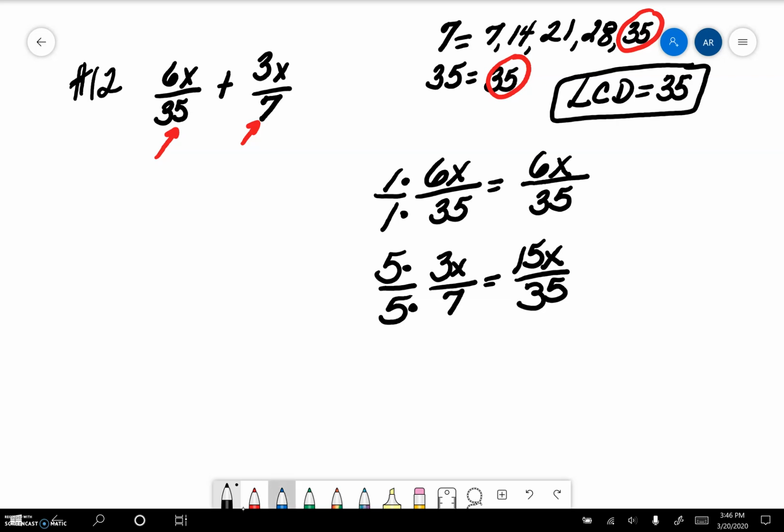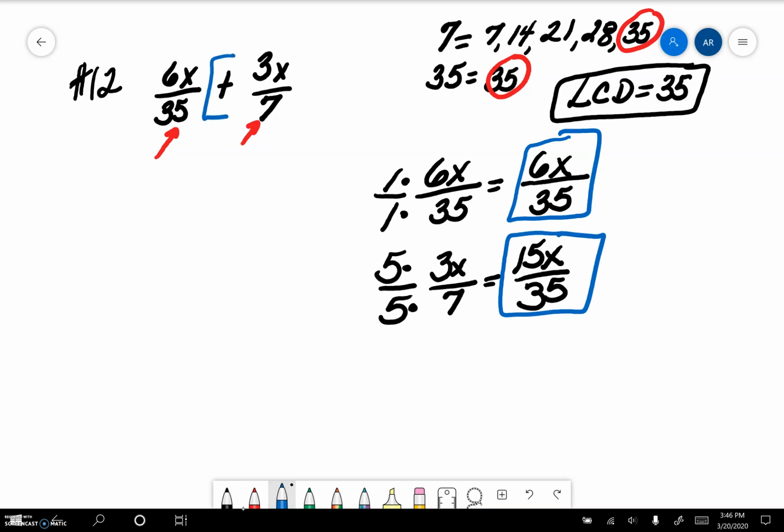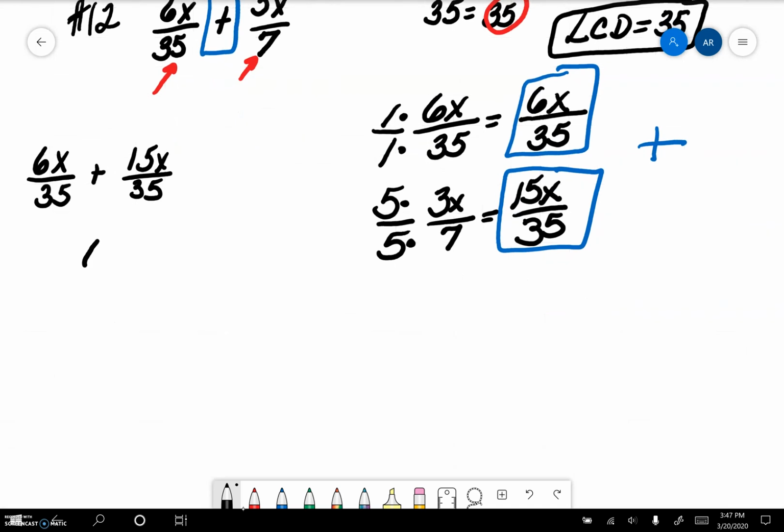All right, now that we have these, we have this one, and we have that one. Now we're going to go over here. Our original operator was addition, so we're going to make sure that we add those two up. So I'm going to rewrite them over here. So 6x over 35 plus 15x over 35. Now I'm going to rewrite that as one fraction, and rewriting it as one fraction, you just move that up a little bit. So that would be 6x plus 15x all over 35.